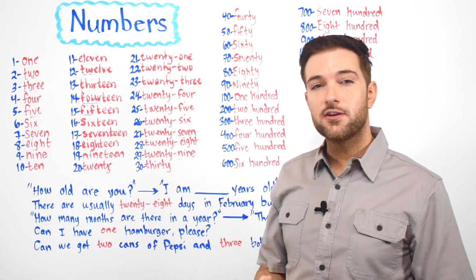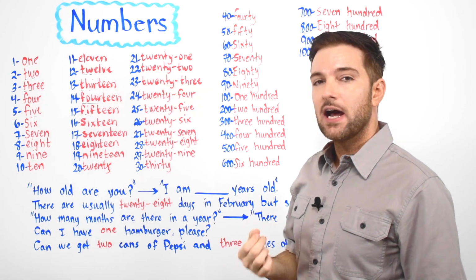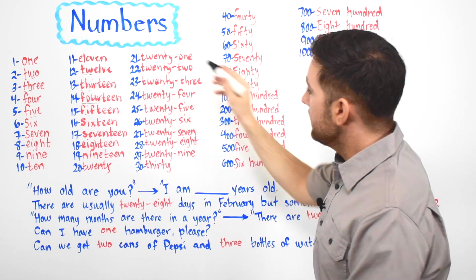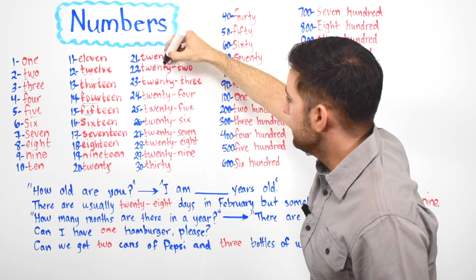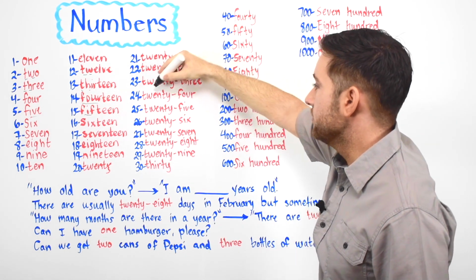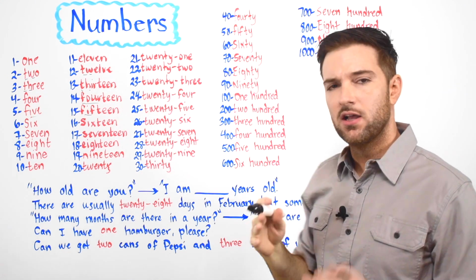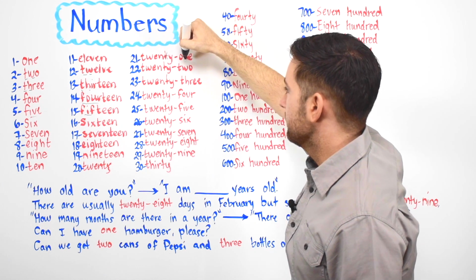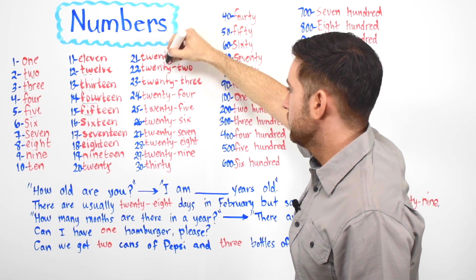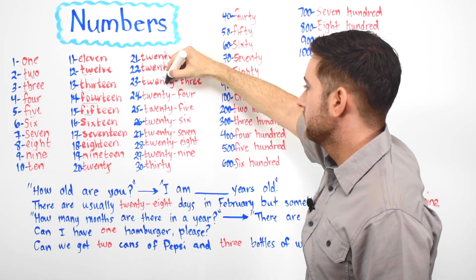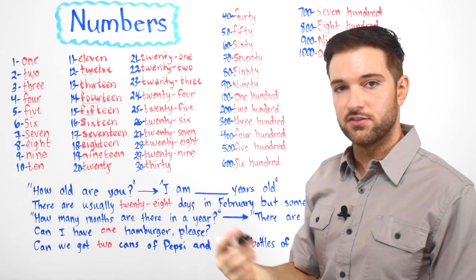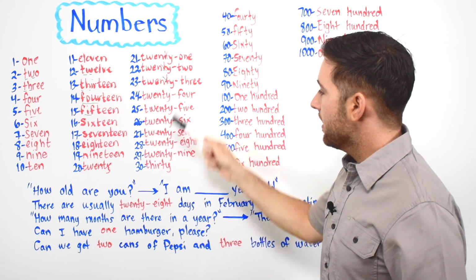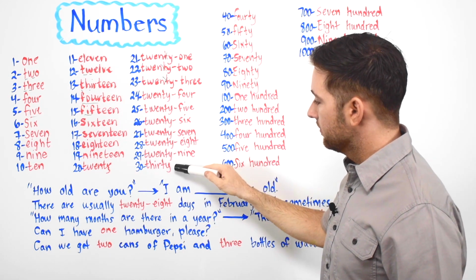Oftentimes in America, you'll hear people not say the T. Okay, so you could say twenty-one, twenty-two, twenty-three, but oftentimes people omit the T. It just becomes twenny-one, twenny-two, twenny-three, etc. So now we have all the way down to 30, right?